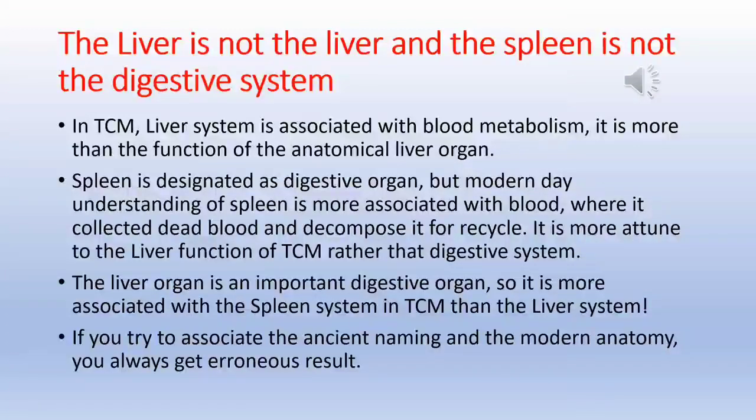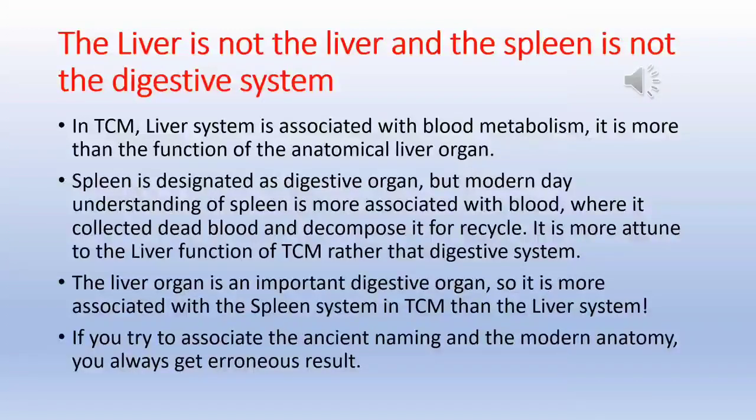Now, the spleen in TCM is designated as a digestive organ, but in modern day, the spleen is more associated with the blood. It's a graveyard of blood cells. When your blood cells die, they accumulate in the spleen, and after that they are broken down. So it is where the dead blood is collected and decomposed for recycling. Actually, the spleen is more attuned to the Liver function of TCM rather than the digestive system. And the anatomical liver is important for digestion, so it is more associated with the Spleen system in TCM rather than the Liver system.